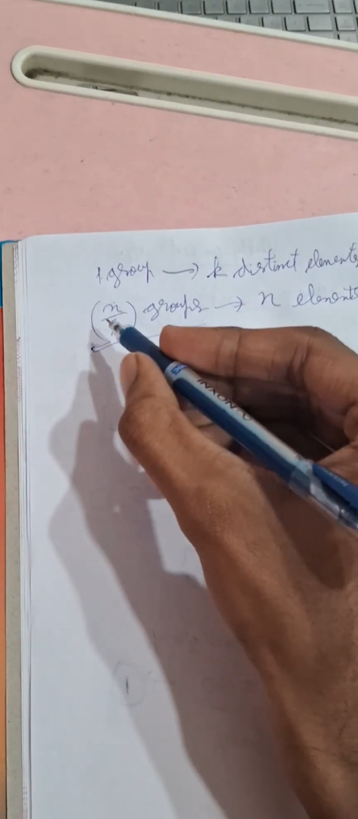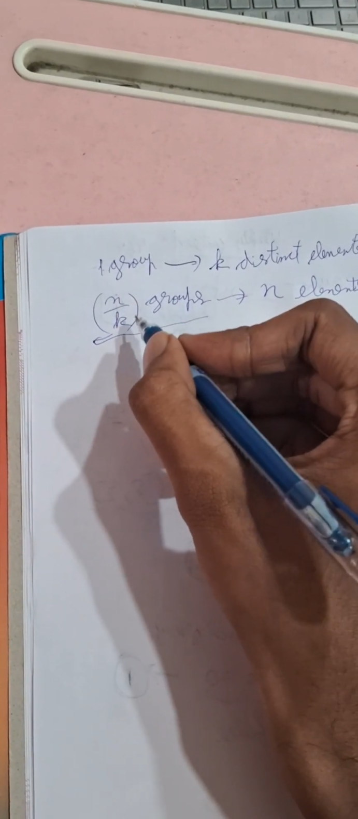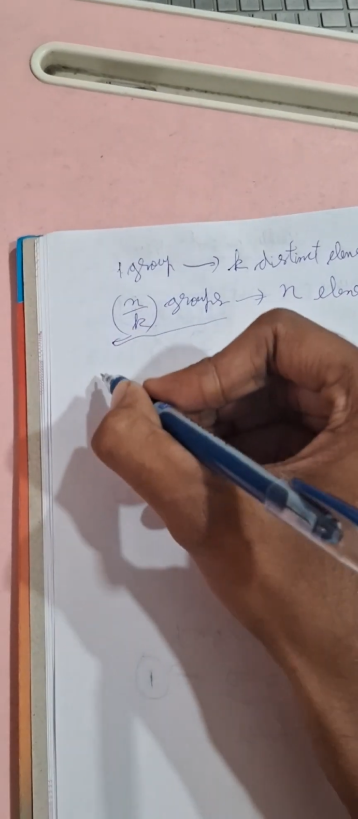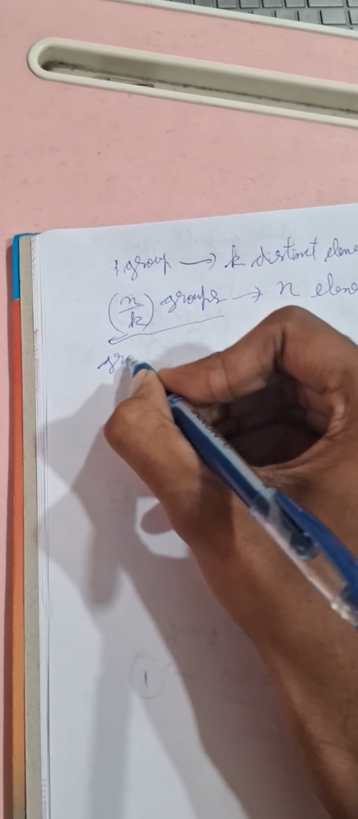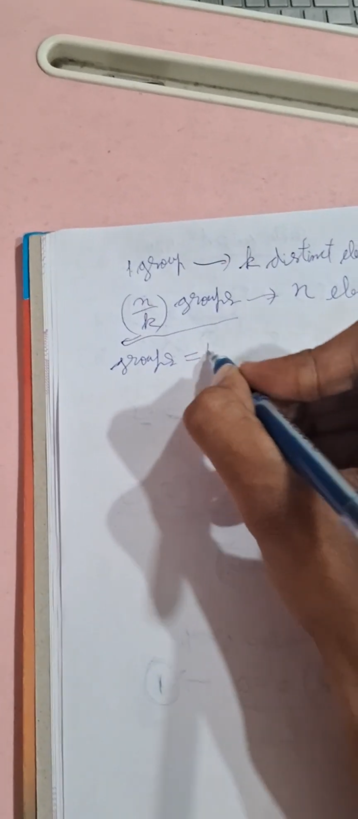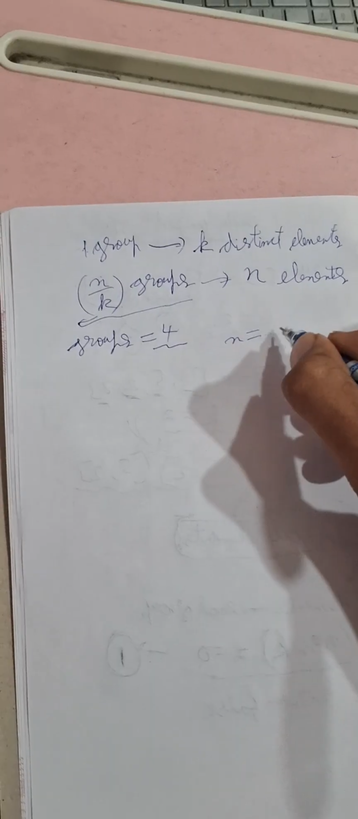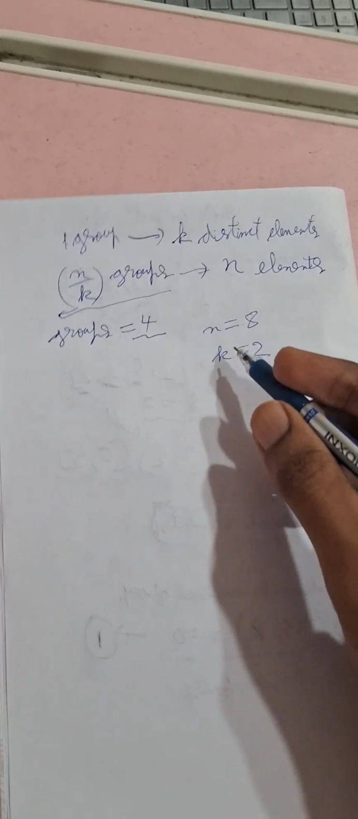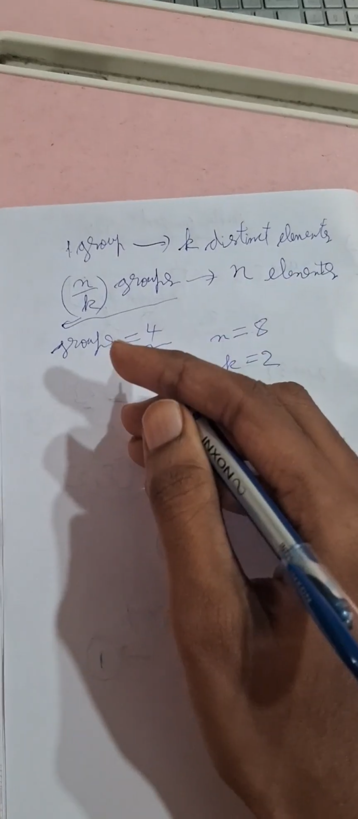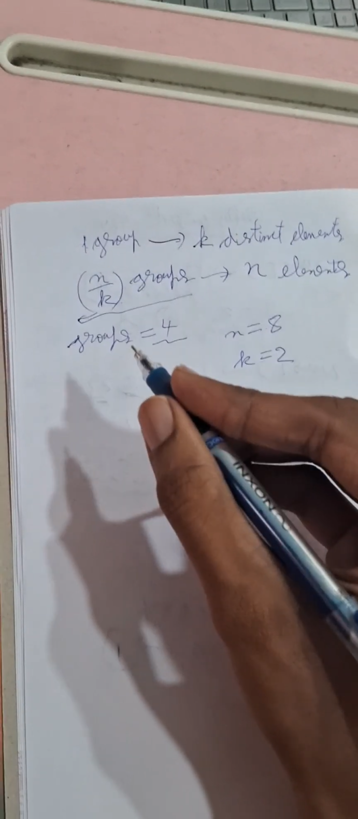Okay, now see, if you have n divided by k number of groups, then observe this thing. Let me take the number of groups is equal to 4, just for some time. Let us assume that the n value given is 8 and the k value is equal to 2. So assume these values. So there are 4 groups. Who is our enemy? Our enemy is duplicate elements.